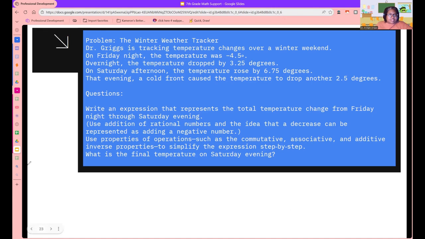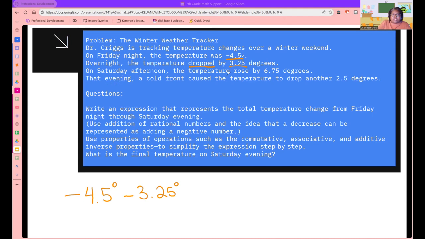So let's see what we have. So we know that we're starting with negative 4.5 degrees. Next, we have overnight, the temperature dropped by 3.25 degrees. So dropped would indicate that we are going to be subtracting. So minus 3.25 degrees.